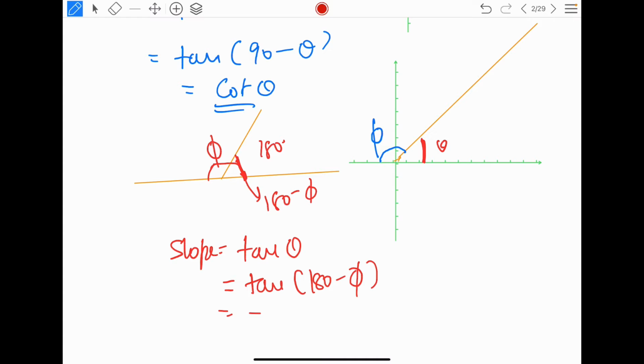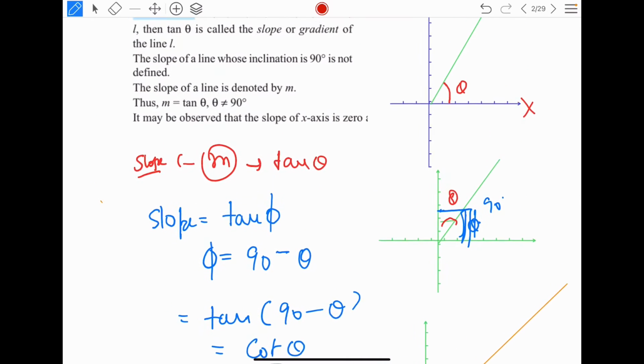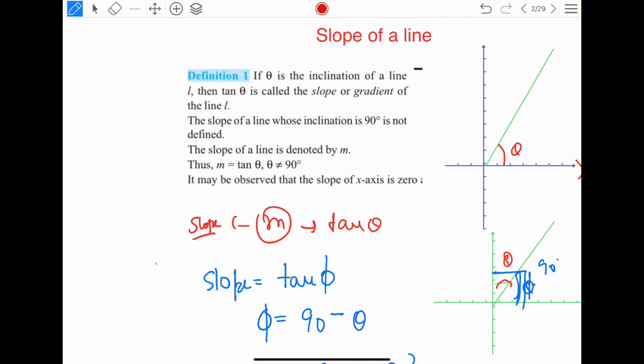So the main thing, again I would repeat, you will just take the angle with the positive x-axis. If any other small angle is given here, you will take 90 minus. If the whole angle is given, you will take 180 minus. Remember your linear pair here. Simple thing. So this is how you get the slope of a line, and we denote the slope of a line by m. If theta is the inclination of the line, then tan theta is called the slope, or it is also called the gradient of the line.